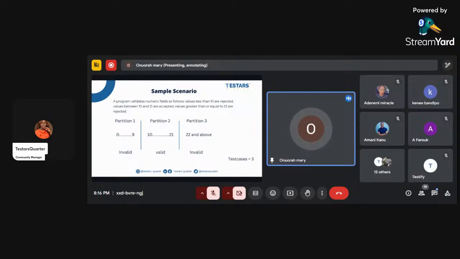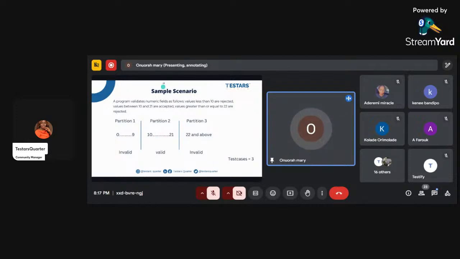So here I have a scenario of a program that validates numeric fields. Now, this program could be anything. It could be a function. Let me just use a real life example that we might have come across. Let's say this program or this field that takes in numeric values is a field. Maybe you're filling a form and there's a field for age, right? The field requires you to put in your age, and you as a tester want to test that field, right?